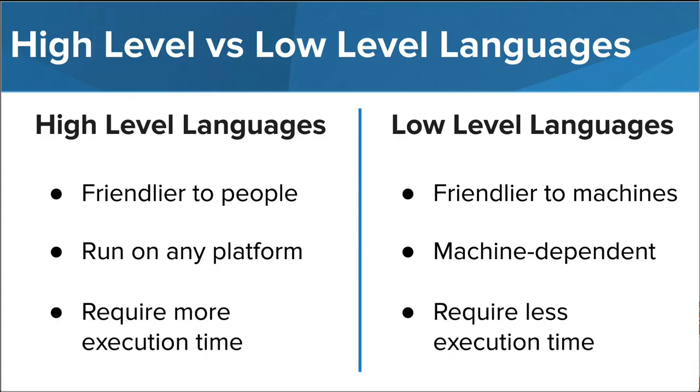High-level languages need more time to execute commands because each part of the code must be translated before a computer can receive instructions in a way it understands. In low-level languages, less execution time is required because the program is written in a way that is much closer to the language the computer will be able to read.